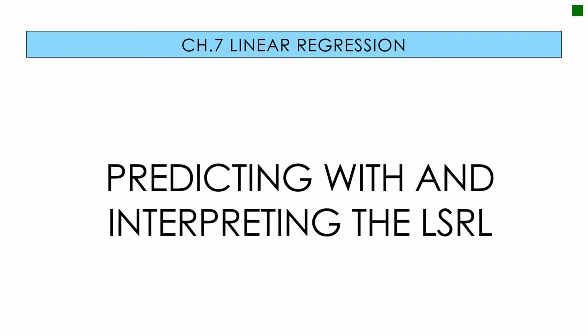So we have spent the last couple of slides talking about what a least squared regression line is, how to find it if we have data, how to find it if we have summary statistics. Now I want to know, how do I use that equation to predict? Because remember that hat means that it's predicted. And what exactly does each part of the least squared regression line mean?